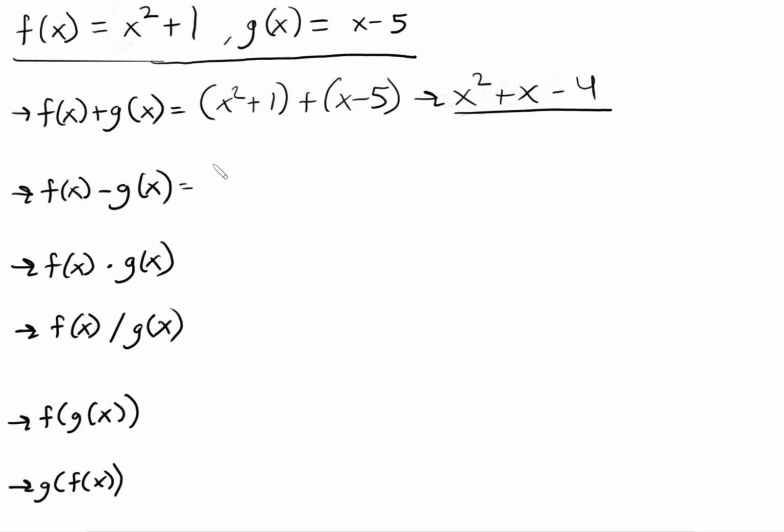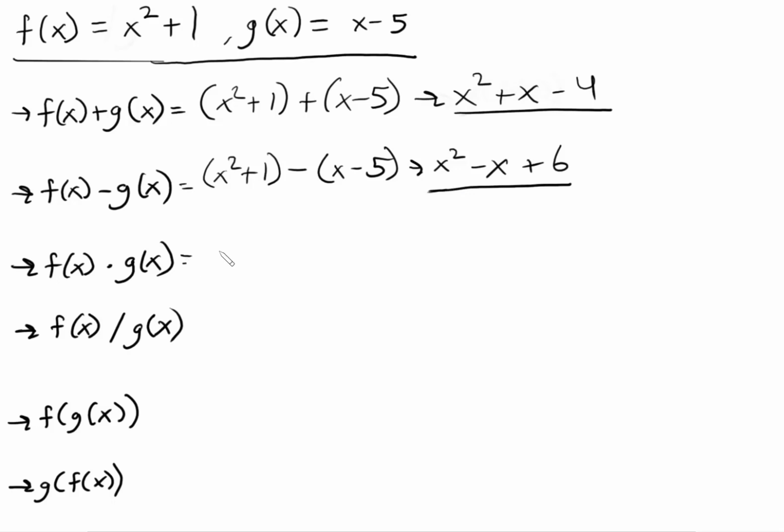For the second problem, you're going to reset up this equation, except the only thing that's going to be different is you're going to subtract them. Now the signs will be different. So you get x squared minus x instead of plus x, and then 1 minus negative 5, which is the same as 1 plus 5. So you get plus 6. This becomes your answer for the second question.